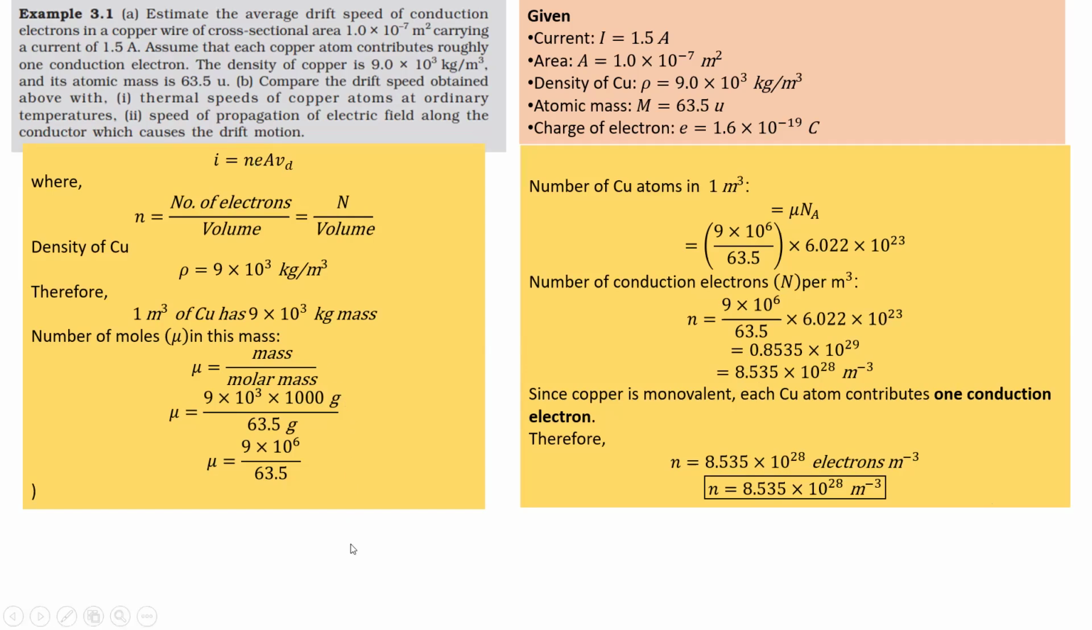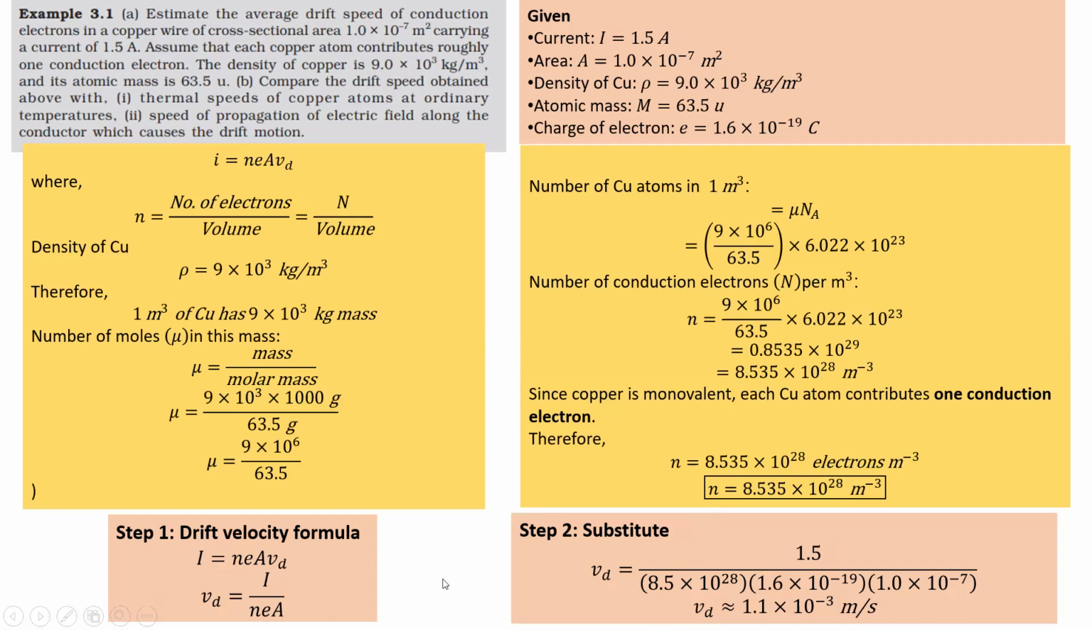volume. Now we'll proceed to find the drift velocity. Drift velocity equals I by n e A. I is given directly. What is I value? I value is 1.5 divided by n. n we got 8.5 into 10 to the power 28 multiplied with charge of electron into area. How much? Area is 1 into 10 to the power minus 7. If you simplify, you are getting the answer 1.1 into 10 to the power minus 3 meter per second.